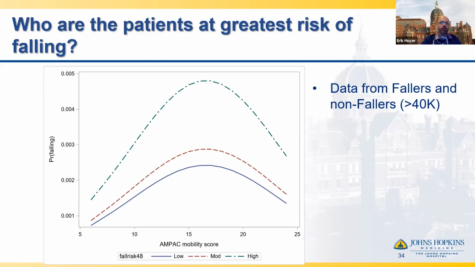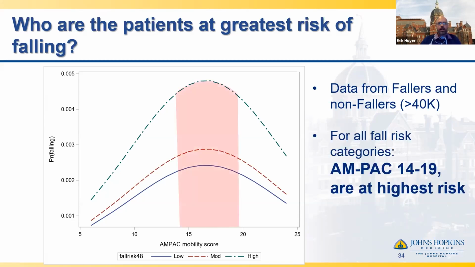And this is data, again, from over 40,000 patients of fallers and non-fallers. What it seems like is that there's this area where patients are at the highest risk of falling that are sort of in the middle. If your AMPAC score is really high, you tend to have less injurious falls. And patients at the really low end also tend to have less injurious falls. So giving this feedback to nursing leadership has been really helpful for them to understand who are patients that we might need to think about, for example, using equipment or different strategies to mobilize them safely.